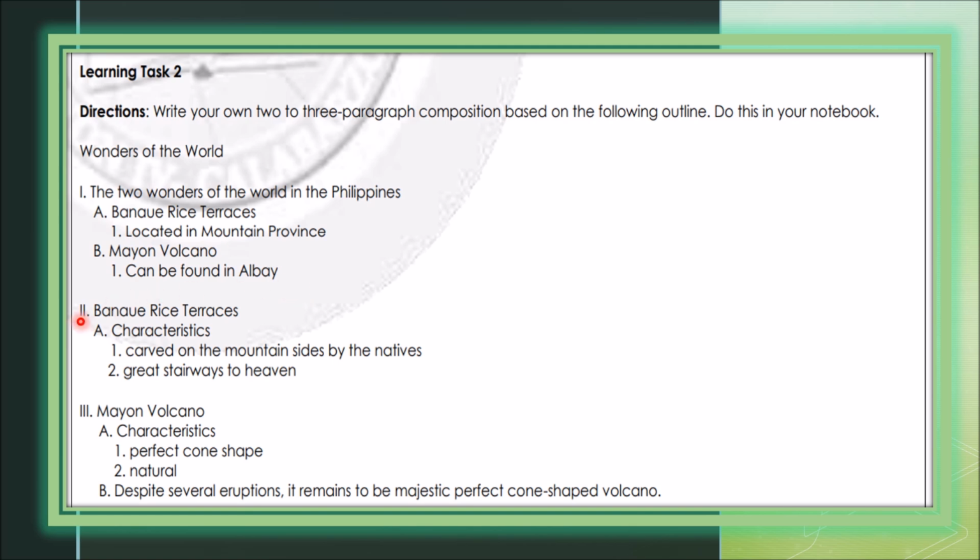Then, sa Roman numeral number 2, Banawe rice terraces, their characteristics are carved on the mountainsides by the natives, great stairway to heaven. And how about Mayon volcano? The characteristics of Mayon volcano. Mayon volcano has a perfect cone shape, natural, and despite several eruptions, it remains to be a majestic, perfect cone-shaped volcano. So can you write it? Okay, you can do this, kids.